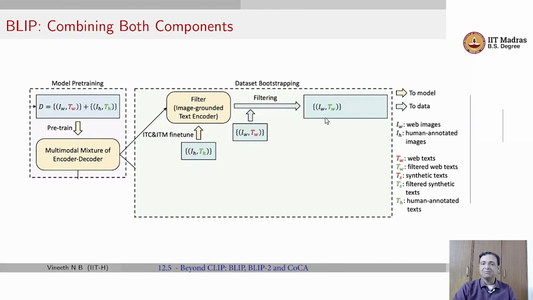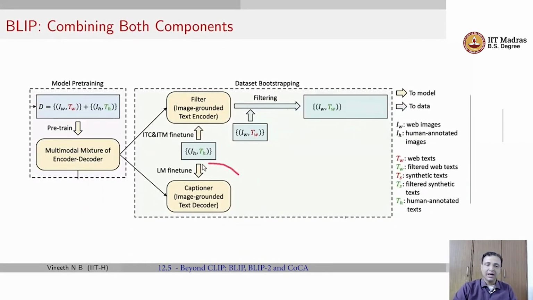Once they have this filter, as you can see, this is now used. They have their web scraped image-text pairs, and you can see only the good ones are obtained as outputs of this filtering module. This is not done yet.